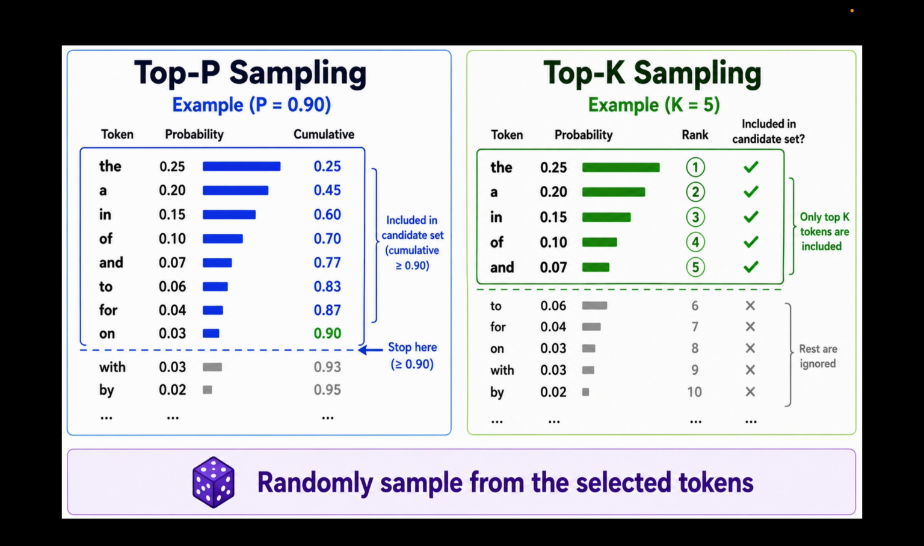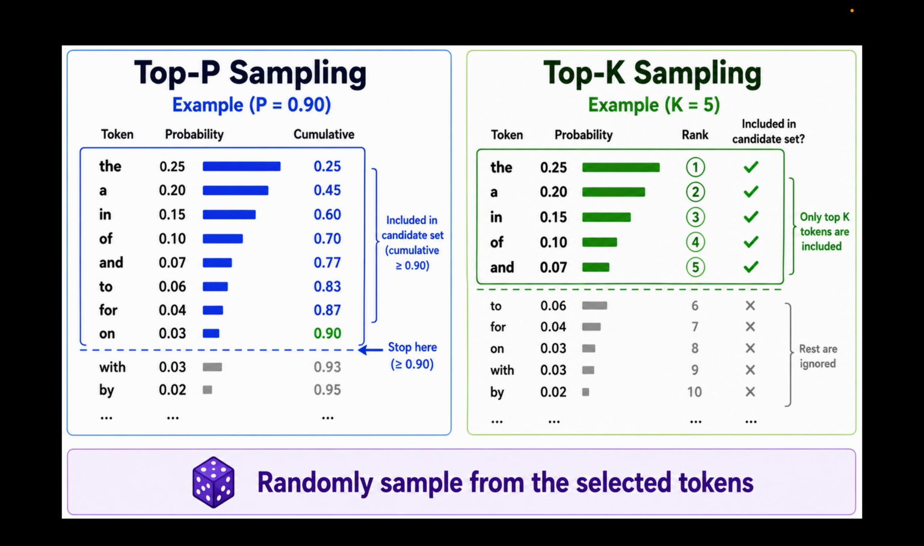Top K is another way we can control the sampling strategy. In this case, instead of providing a percentage, we provide a fixed number. Here K is equal to 5, which means we select the top 5 highest probability tokens and pick the next token from amongst them. Everything below rank 5 is discarded.